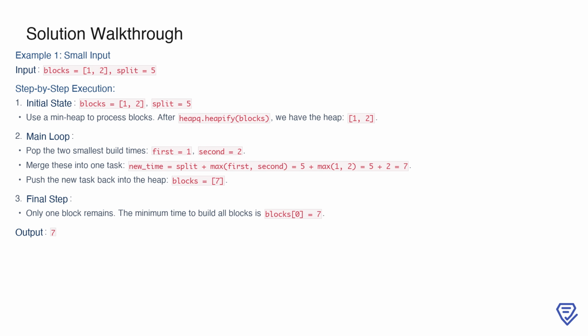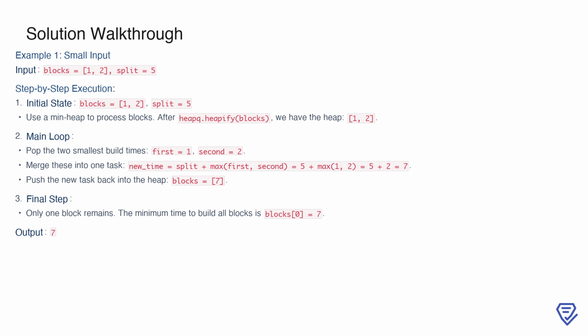To solve this problem, we start with a small input example where the blocks are 1, 2, and the split time is 5. First, we organize the blocks in a min heap structure using Python's heap library, which helps us efficiently get the smallest values. After heapifying, the heap becomes 1, 2.